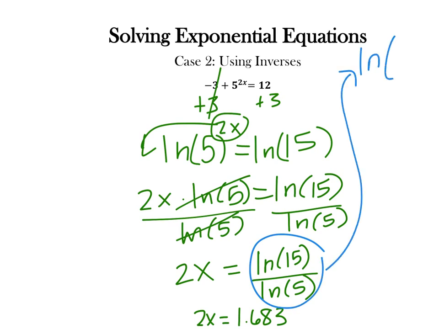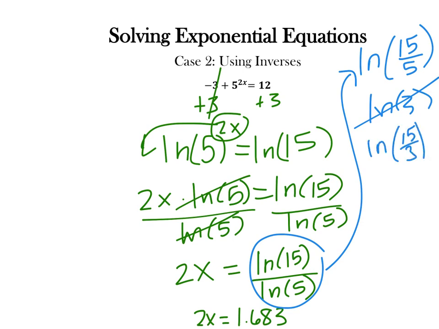Quick side note, I want to clarify that you cannot assume these are the same. You can't just say, oh, why can't I just cancel out the 15 and the 5 and say this is the natural log of 3? And the answer is no. Why? Because if you remember the property rules of logs, 15 divided by 3 is the same thing as saying the natural log of 15 minus the natural log of 3, right?